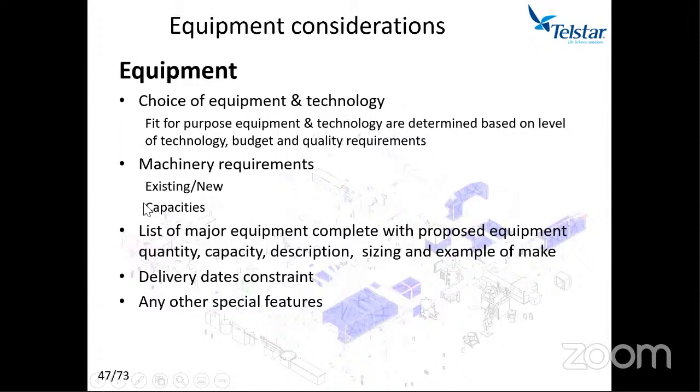Also, as I said, we need to know if some machines are existing or all of them are new. We will have to have a list of this equipment, and sometimes early in the development, as some machinery has a very long delivery date, we have to buy it right from the beginning, and this is something to take into account. Any special feature needed for this machine will have to be considered and detailed in the URS.